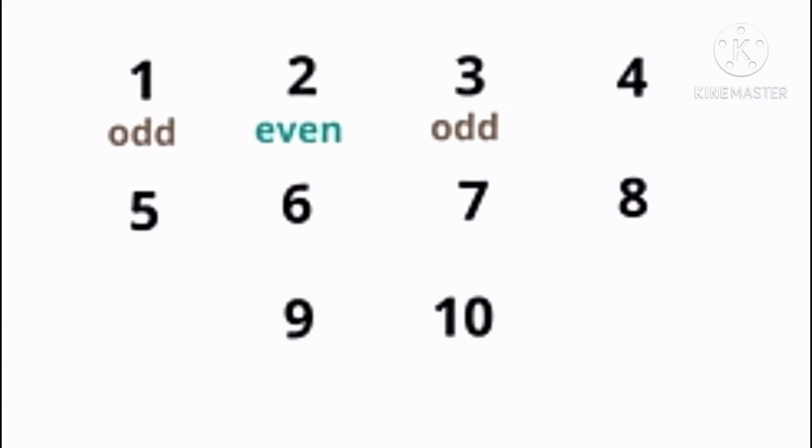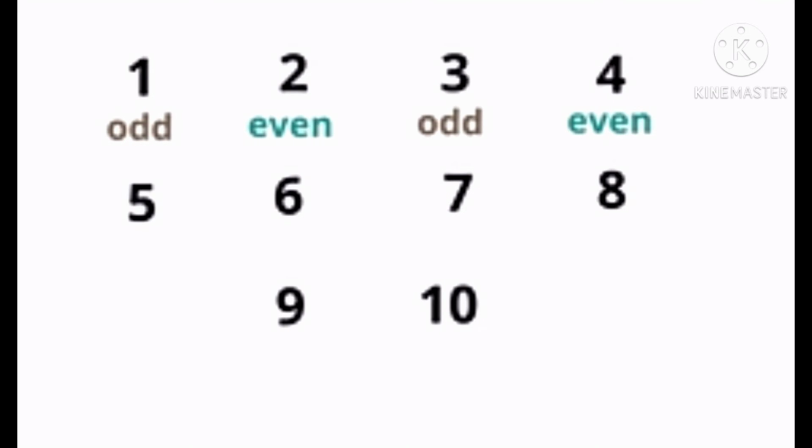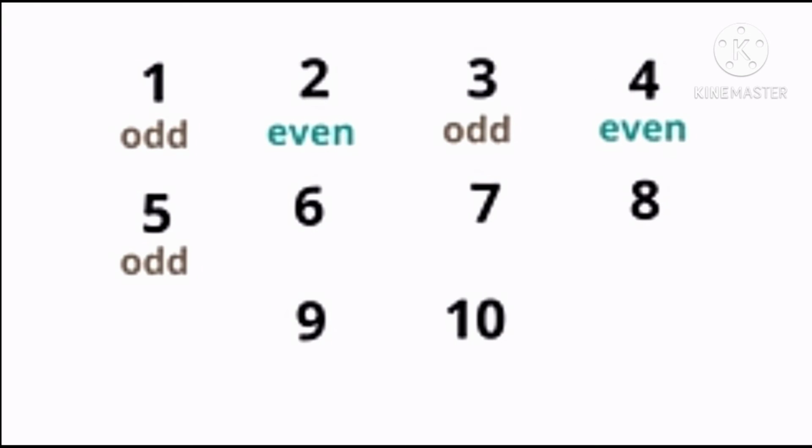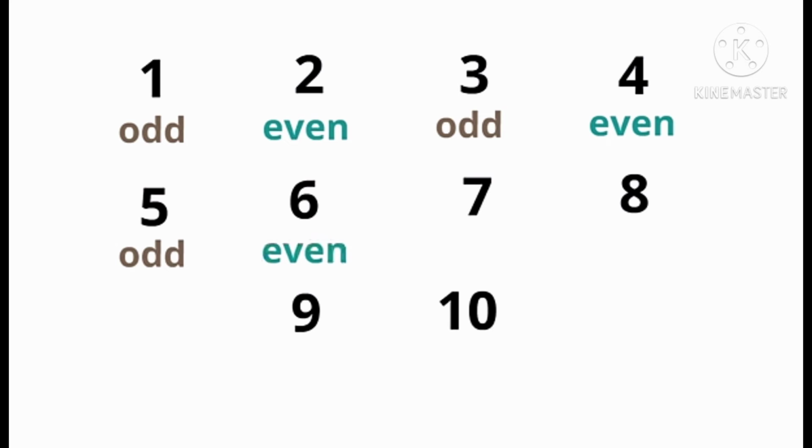Now after 3 comes 4. 4 can be grouped or not? Yes, 4 can be grouped into pairs. 4 is an even number. Now 5. 5 cannot be grouped into pairs. There is always 1 left. So 5 is an odd number. Now 6 comes after 5 and 6 can be grouped into pairs. 6 can be grouped into 2. So 6 is an even number.